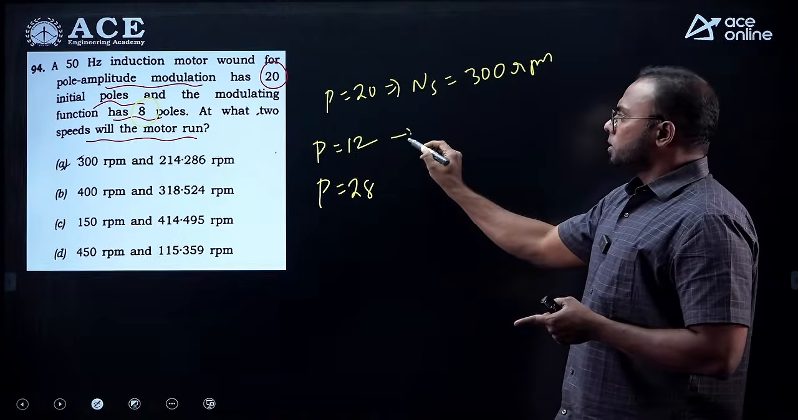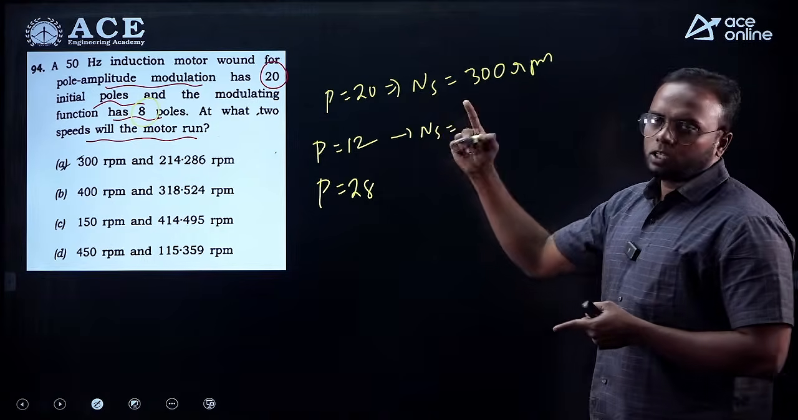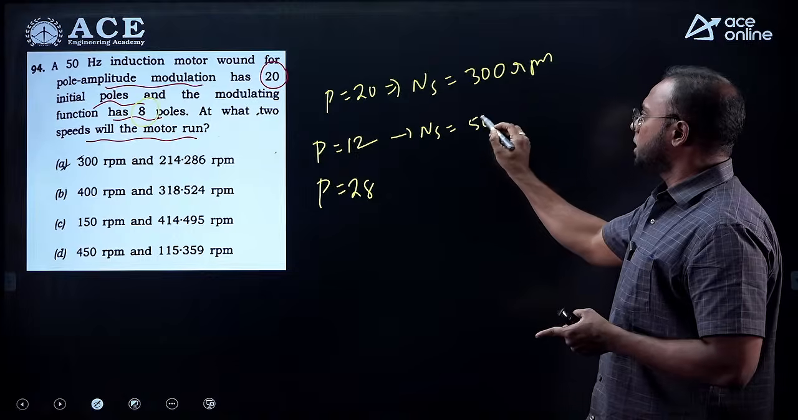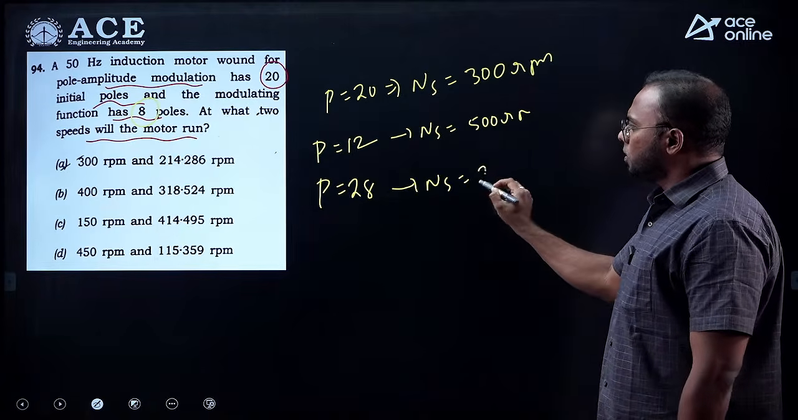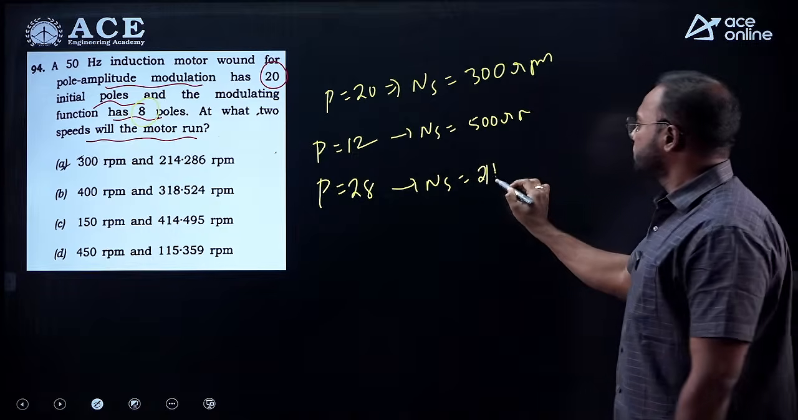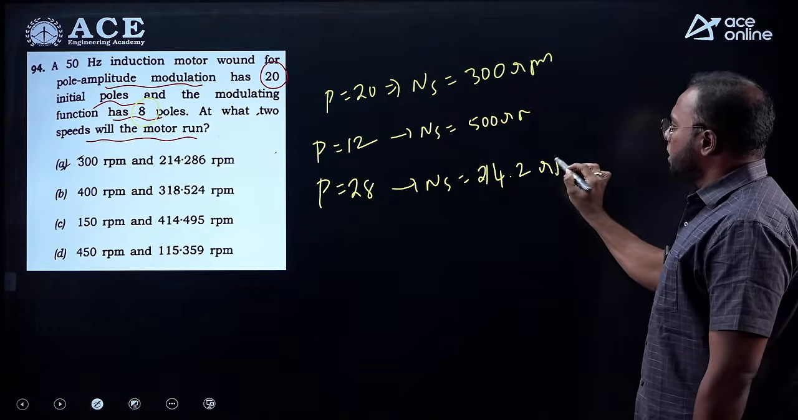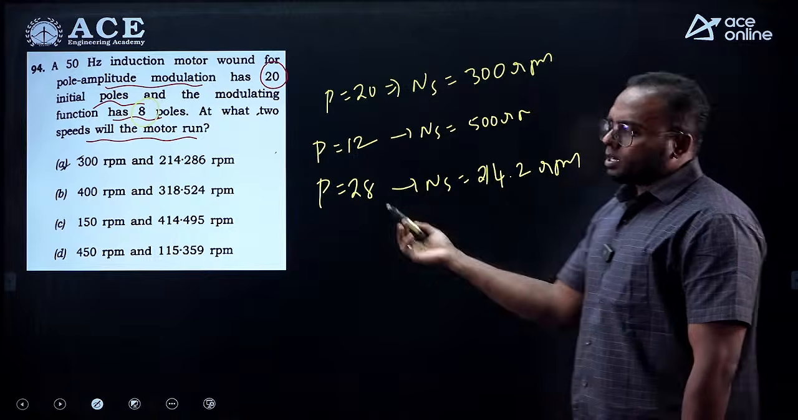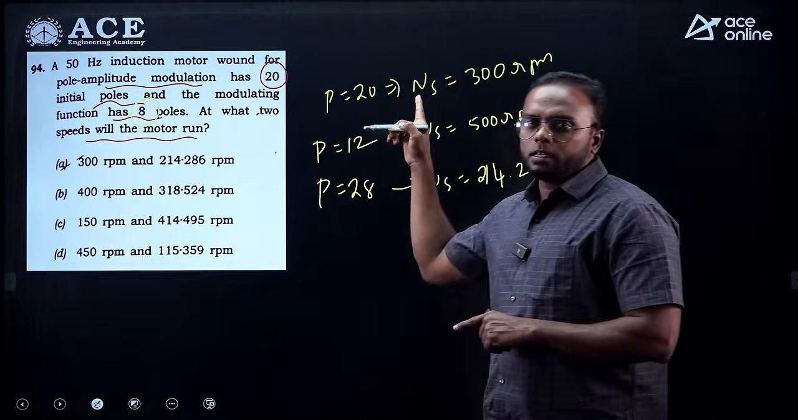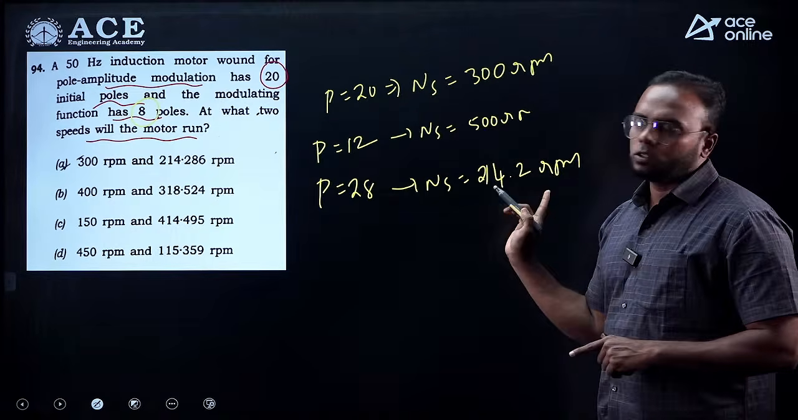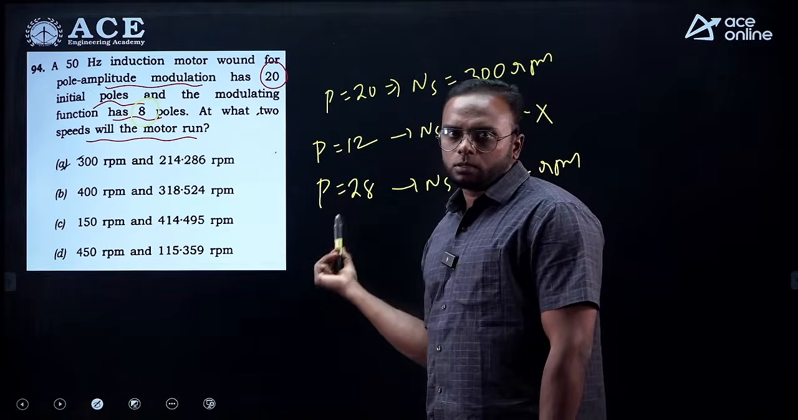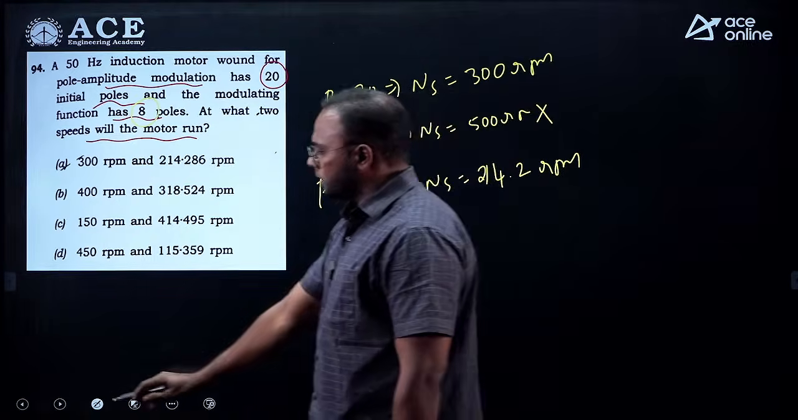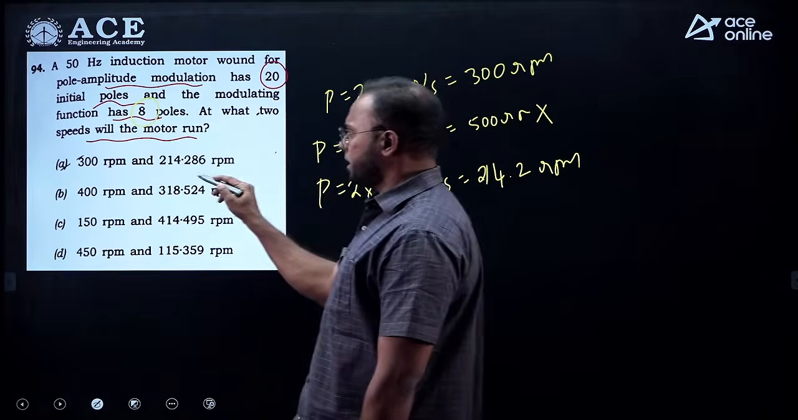Now if you take 12 poles, the synchronous speed corresponding to 120 f by P gives you 500 RPM. And for 28 poles, we get a speed of around 214.2 something RPM. Now from the given options, the possibility is 300, which is near to this 214.2 RPM. 500 is not given in the options. That's why these two are the possibilities. So which option is correct here? Option A. Next.